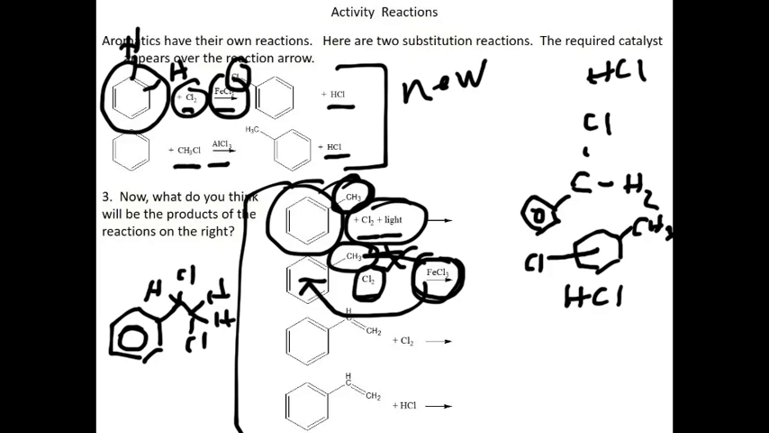Okay, last one here. HCl. What's HCl going to react with? Can it react on the ring? No, there's no catalyst. Can it react with some alkane part? No, there's no light. So it's going to react with the alkene part. But now we have an H and a Cl. Who gets the H and who gets the Cl? The rich guy gets the H. And the Cl goes on over there.